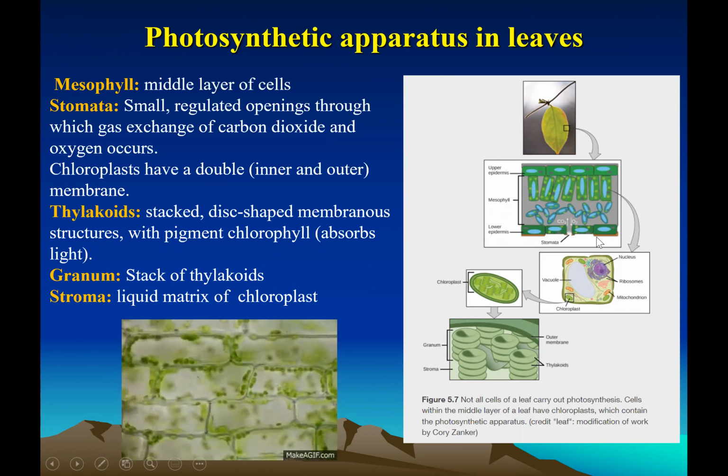And then we have the lower epidermis. And here's an interesting cell. It's called a guard cell. Here's a pore through which gas can enter and leave. Carbon dioxide comes in and oxygen leaves the pore. The pore, or the hole, is called stomata. So this is the anatomy of a leaf.